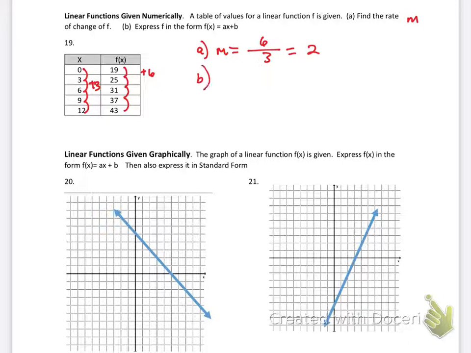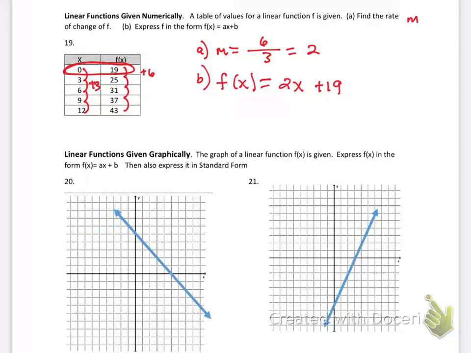All right, and then part b says express in function notation. So f of x equals, in for my a, which I made an m this time, a 2, followed by an x. For b, I need to find the initial value. So that's when x is 0. When x is 0, what is y? 19. So then we're done. That's all we have to do.